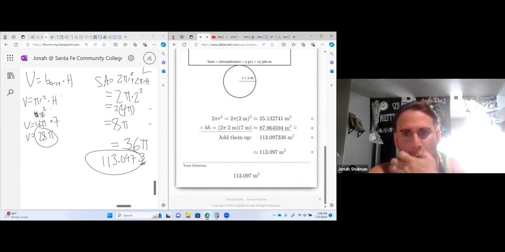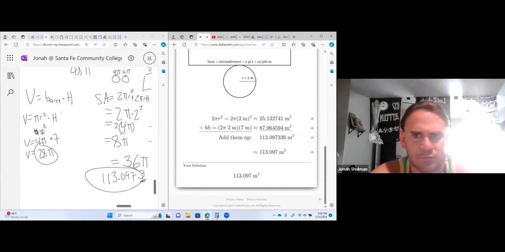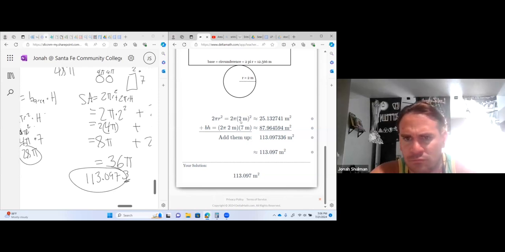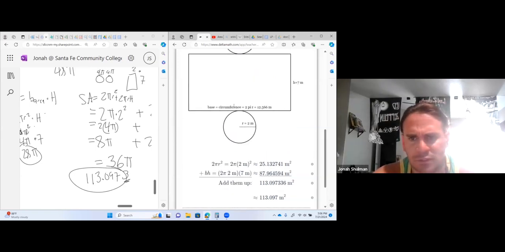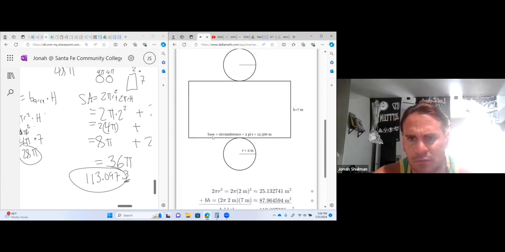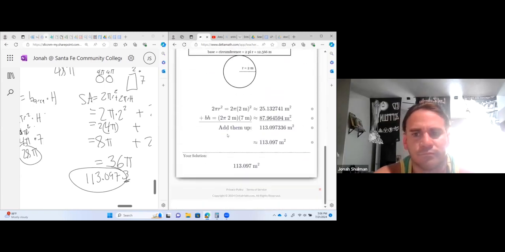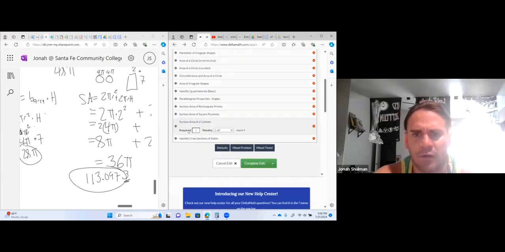Ta-da! See, they said base times height as well. Smart. Nice. So they have 2 pi r squared plus base times height, but I put in the 2 pi r times h. I think it's better for students to see it, you know, base times circumference. Cool. All right, here's the last one.